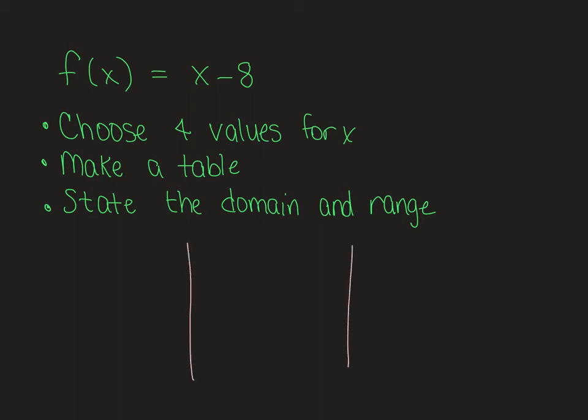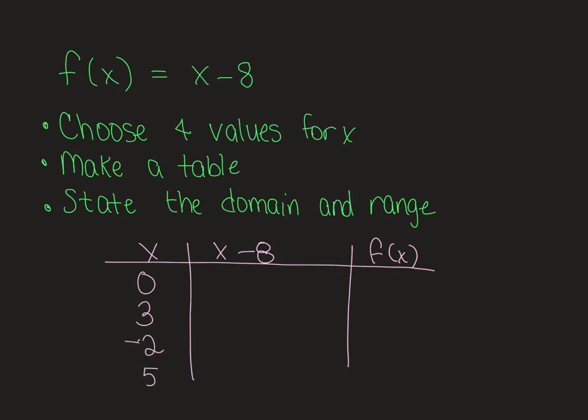We're going to make our table. We have an x column, we have an x minus 8 column, and we have an f of x column, which is the same as y, just means y. They want us to pick any 4 numbers for x that you want. Makes no difference. Let's pick 0, 3, negative 2, and 5. In the middle, I'm going to show the work: 0 minus 8, 3 minus 8, negative 2 minus 8, 5 minus 8.